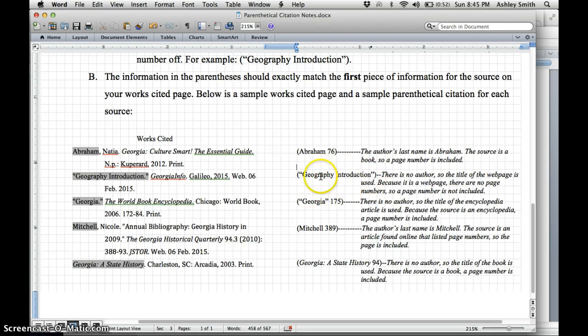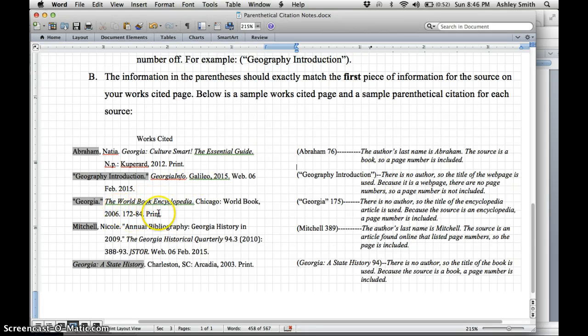Geography Introduction goes in the parentheses, in quotation marks, just like this first piece of information sticking out here on the works cited page. There is no author, so the title of the web page is used instead. Because it is a website or a web page, there are no page numbers, so a page number is not included. Let's look at the next one.